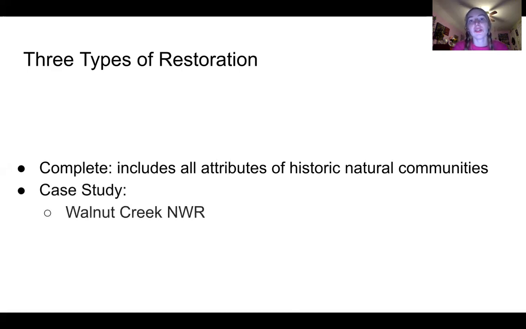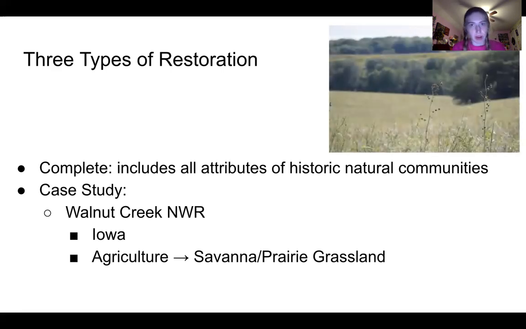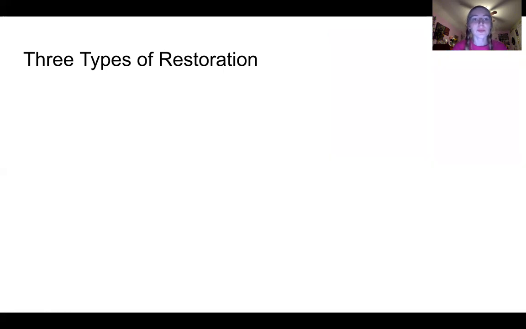And a case study that shows this is the Walnut Creek NWR in Iowa. And they took what was once, prior to European settlement, a savanna prairie grassland. And when Europeans came, they turned it into agricultural fields. And there are these remnant patches of that grassland. And so they took and restored it to that original pre-European ecosystem. And here's just one image of the restoration.